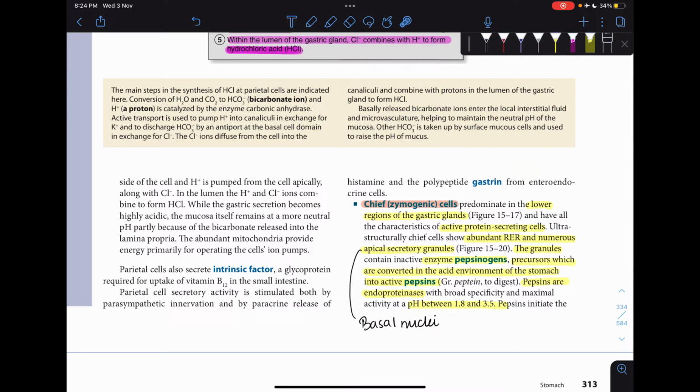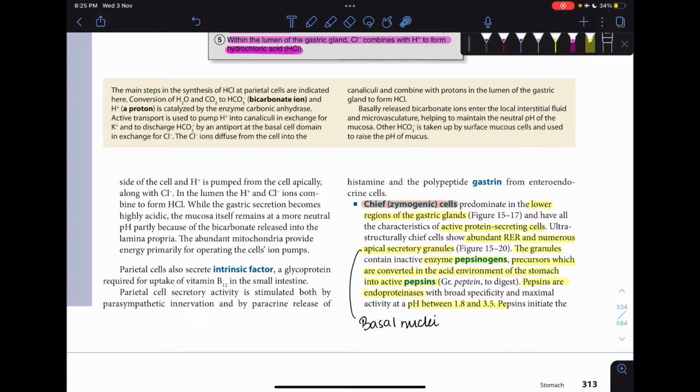Now we will talk about chief cells, or the zymogenic cells. They predominate in the lower regions of the gastric glands, so we see a lot of them in the lower region of the gastric glands, and they have all the characteristics of active protein-secreting cells. Ultrastructurally, chief cells show abundant rough endoplasmic reticulum and numerous apical secretory granules, and because they have apical secretory granules, they have basal nuclei.